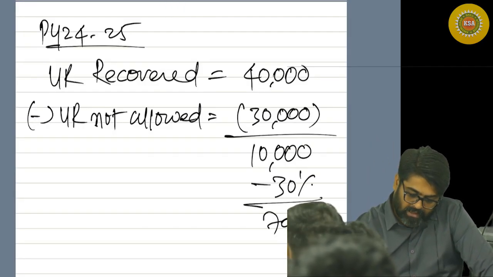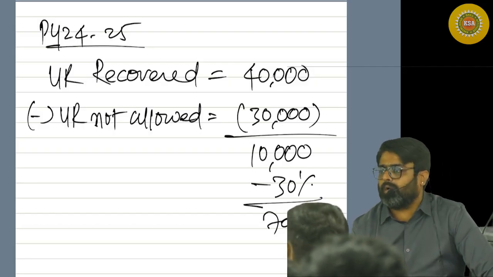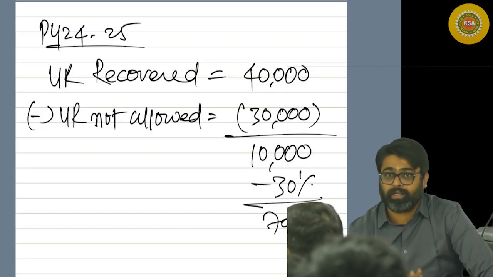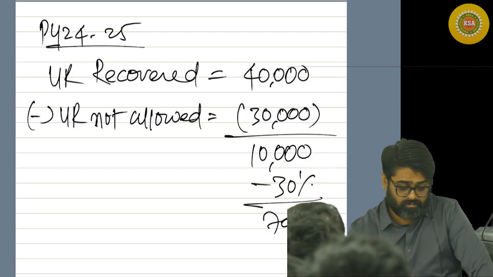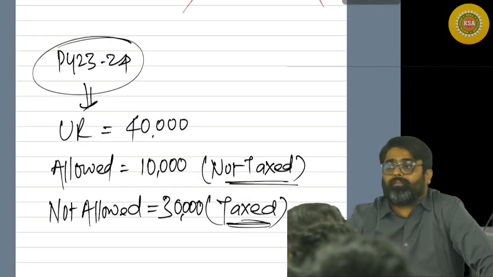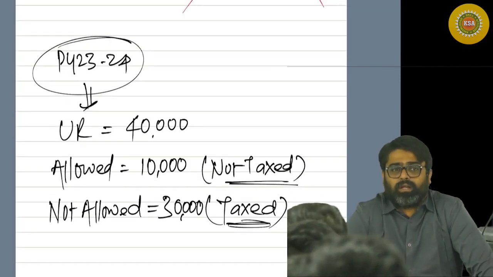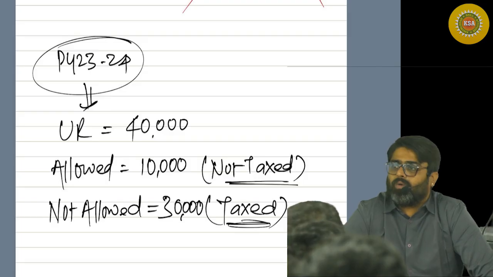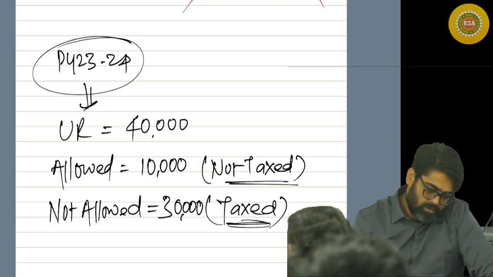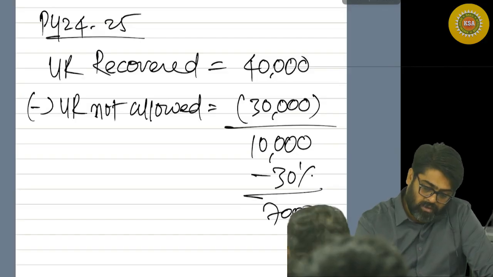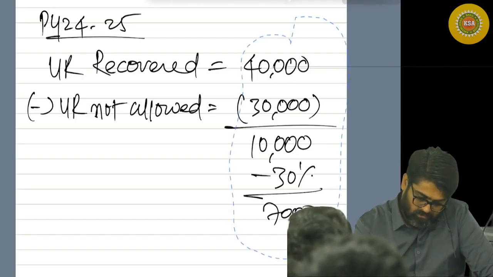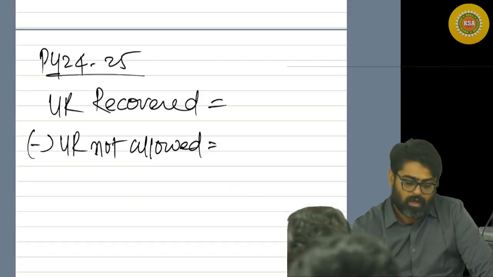So what will be the balancing amount? Easy or not? Sure. Now the last case. Same. How much was unrealized rent? How much allowed? How much not allowed? 30. Surely, no? Now tell me. Now this case I will twist your mind. How much was unrealized rent?